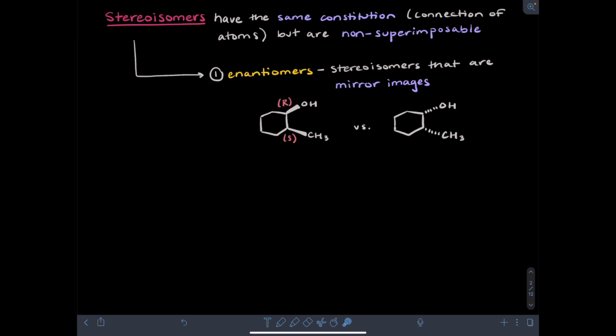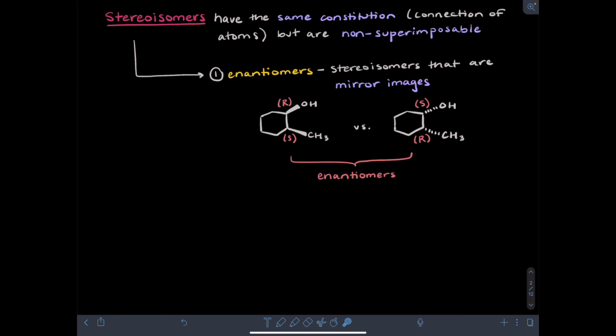If you assigned stereochemistry here, you would find that the chiral center with the alcohol on it has configuration R, while the chiral center with the methyl group on it has configuration S. In the other structure, both of these configurations have flipped. The one with the alcohol on it is S, and the one with the methyl on it is now R.